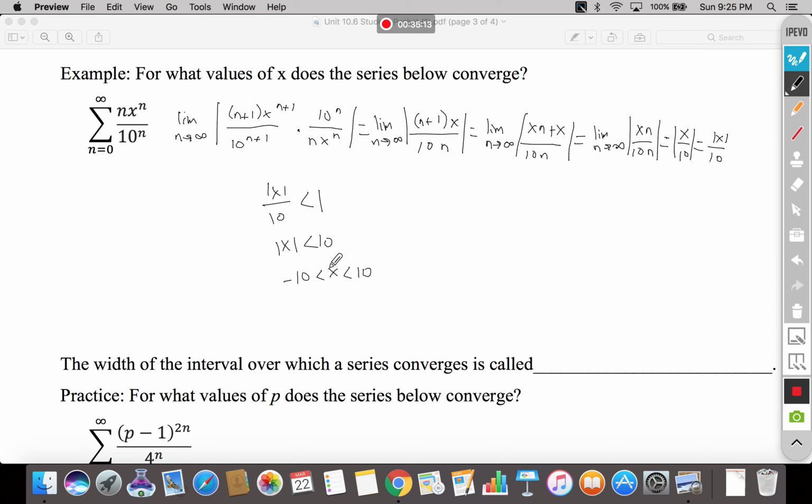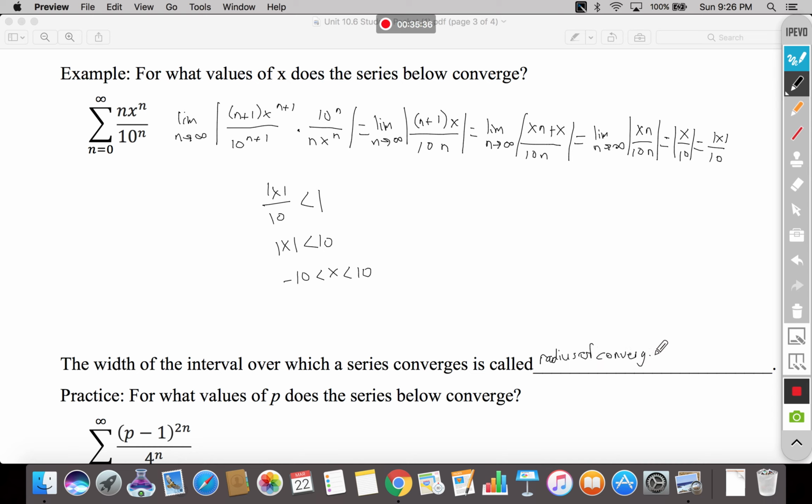Basically, plus or minus 10 from 0. The fact that this interval has a width of 10, the width of the interval over which some series converges, is what we call the radius of convergence.